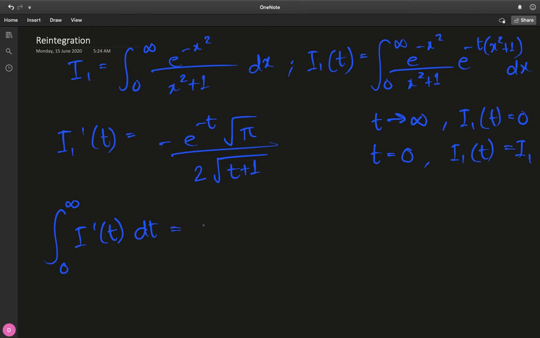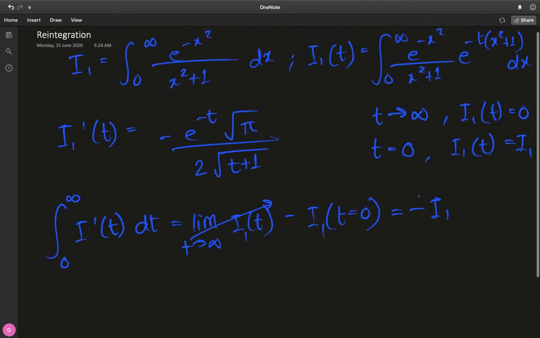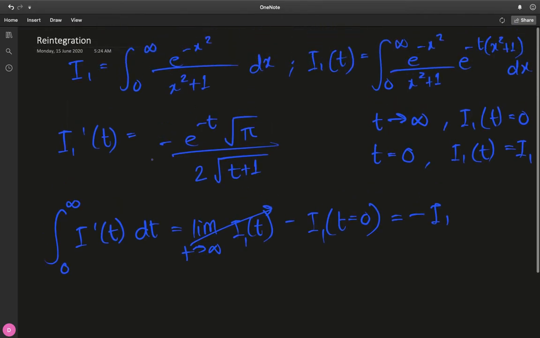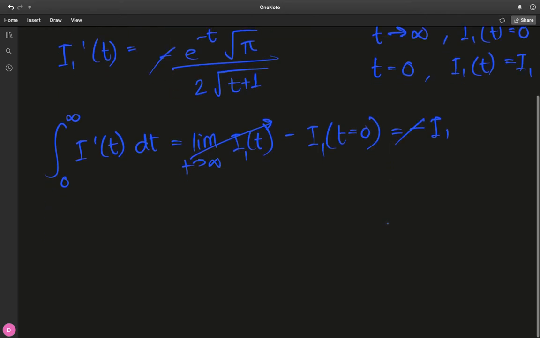Because by the fundamental theorem of calculus, we'll have the limit as t goes to infinity of I of t minus I of t equals 0, which is just going to be, this thing will go to 0, negative I1. This is I1 of t and I1 of t equals 0. So negative I1, and notice that this negative and this negative are basically going to cancel out. So let's cancel them out right away.